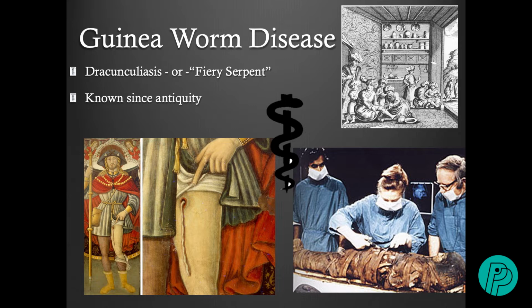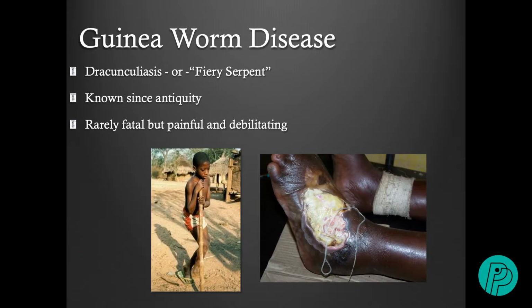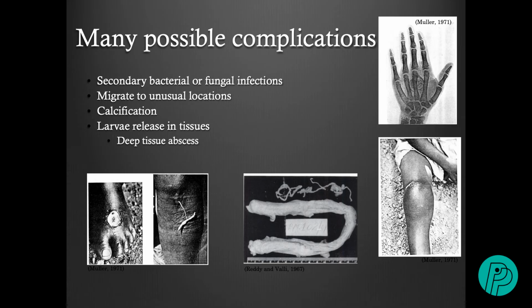So pretty long history. The good news is this parasite's rarely fatal, but unfortunately infections are very painful, often debilitating, and this can last for weeks or months. There are possible other complications such as secondary bacterial or fungal infections. These parasites can migrate to unusual locations where emergence may be very complicated, or they may die and calcify, resulting in pain or limited mobility in those areas. And then finally, larvae could be released from females that fail to emerge, which could result in an abscess, which could then ultimately lead to other complications.